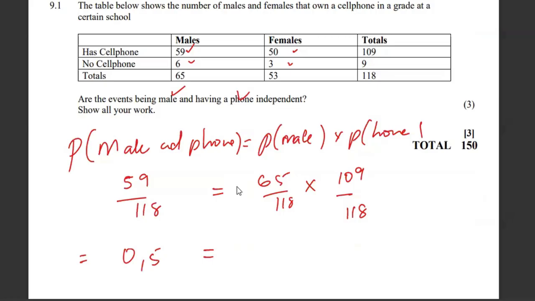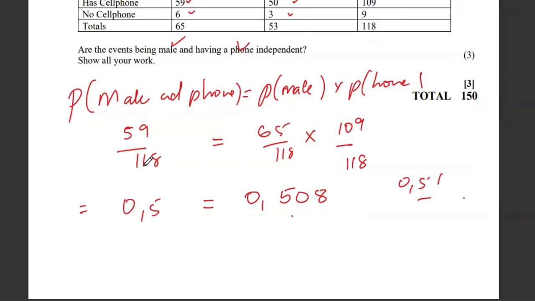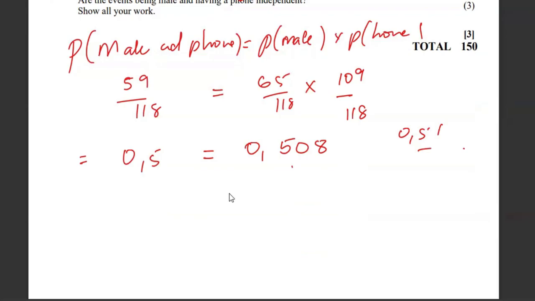That becomes a 0.508. Now, it looks more or less the same, but it's not, because when you round off, this will be a 0.51. Okay, they did not tell us how we should round off. Had it been that we're rounding off to the nearest first decimal, then yes, they were going to be independent. So we're going to say the events are not independent. Reason, these two are not the same.